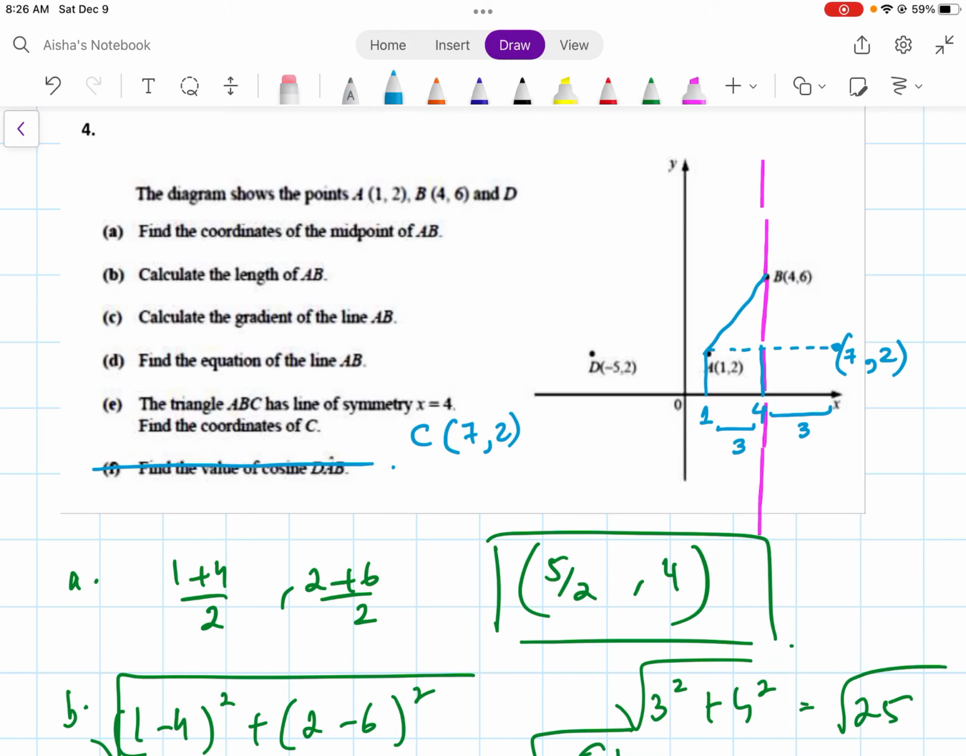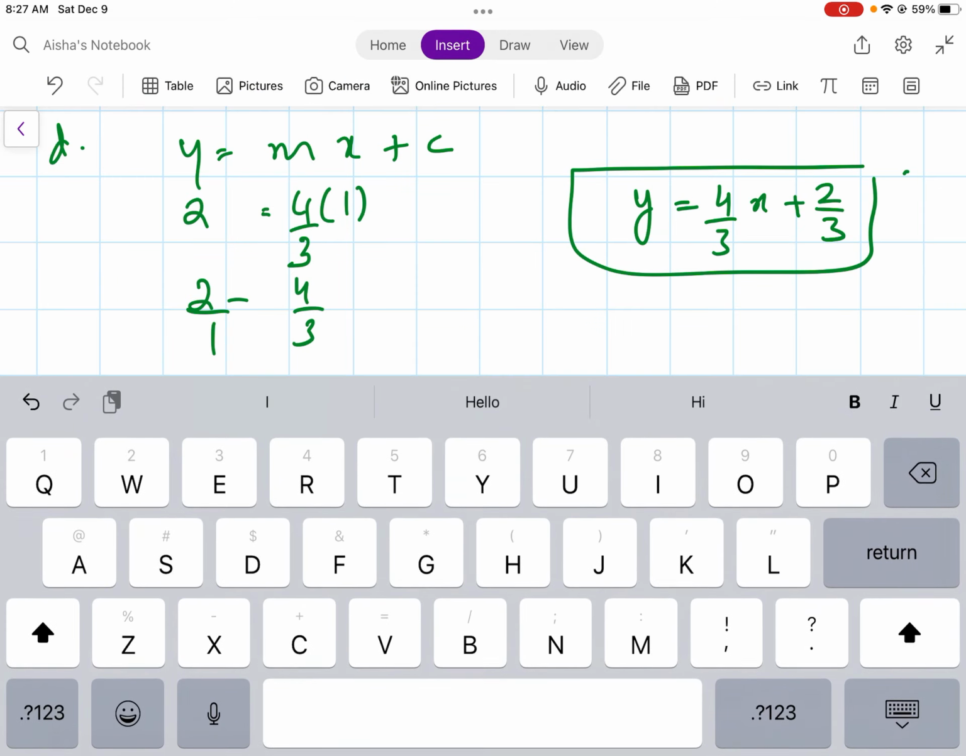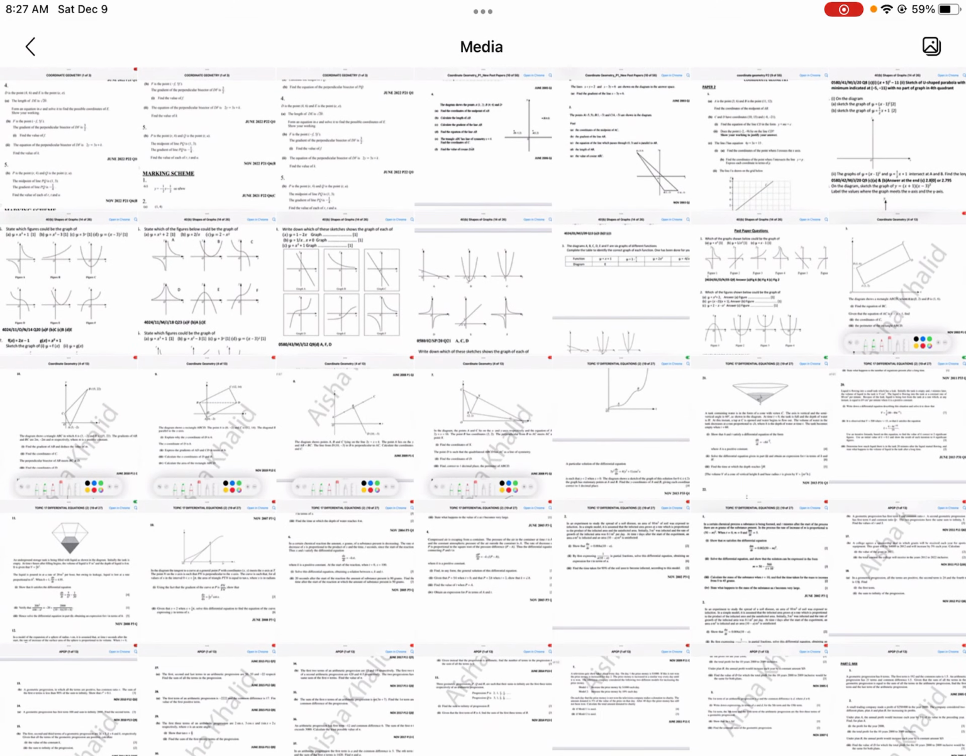Okay, that's the end of coordinate geometry. I've done quite a lot of difficult questions as well. If you want, I can just solve one more.